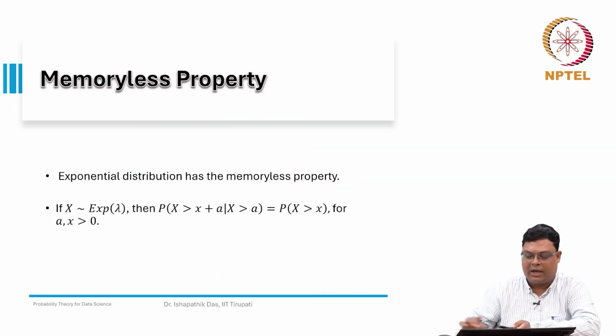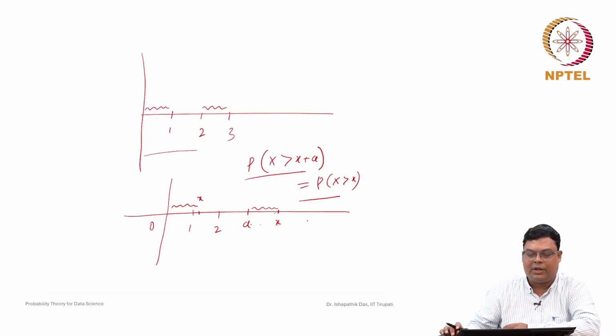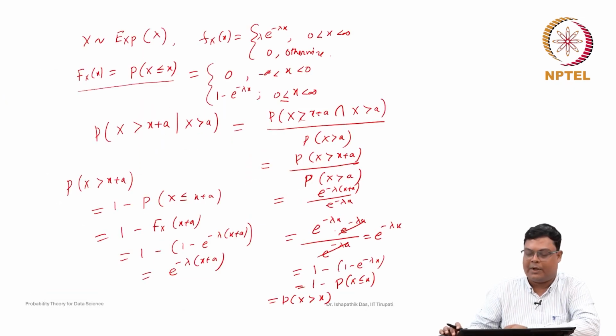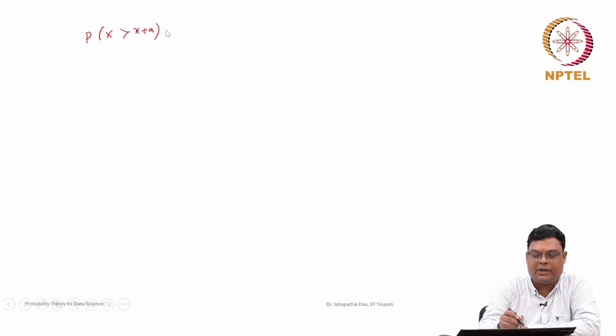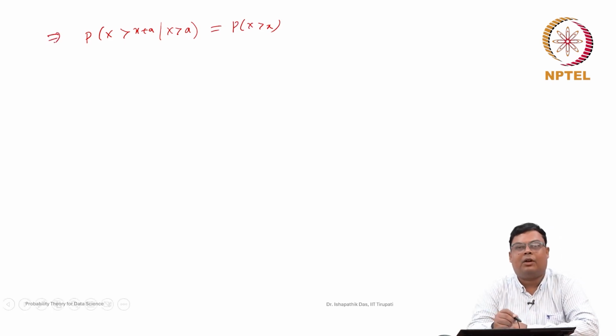Here you can see the probability X greater than x. So, the exponential distribution has this memoryless property. That is why we found that the probability that X is greater than x plus a, where x and a are positive numbers, given that X has already survived a, is nothing but the probability X greater than x. So, that is why it is called that the exponential distribution has the memoryless property.